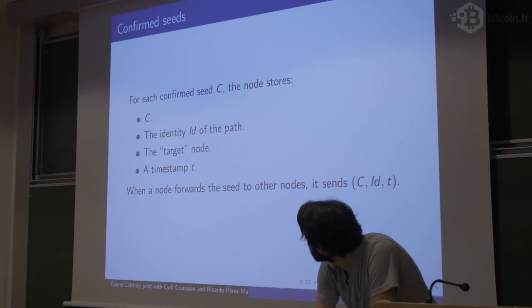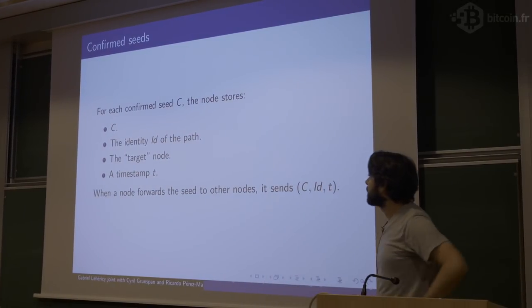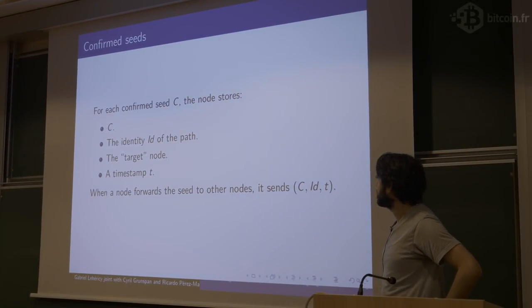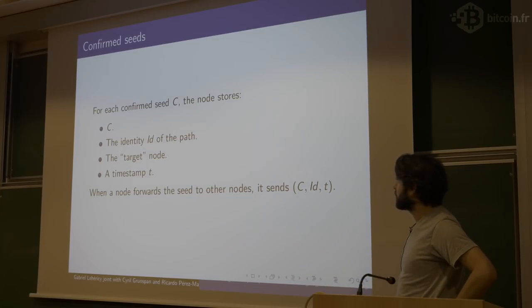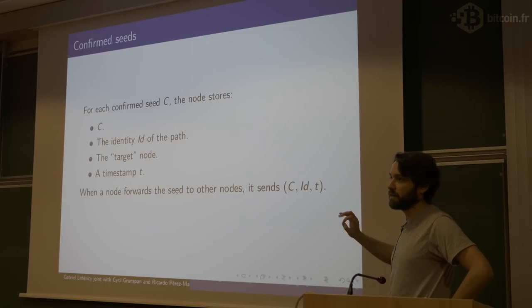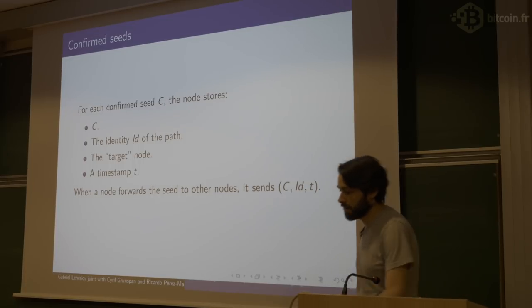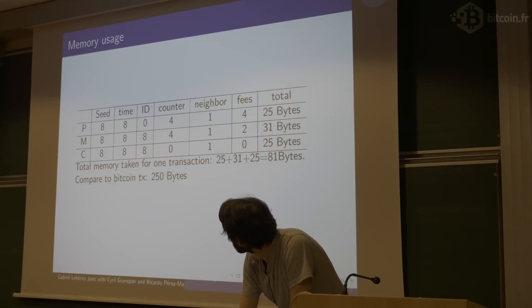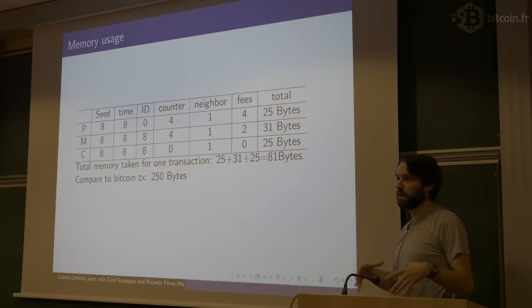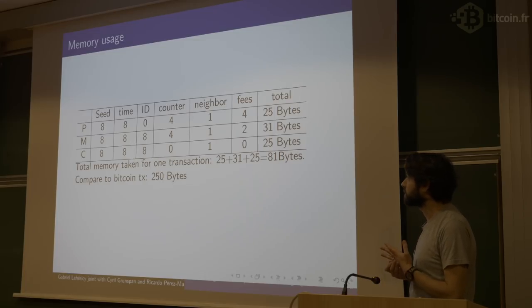Now there are the confirmed seeds, and all they need to have is the identity. So this is the identity of the corresponding match, and they keep the target. So the target is the next node in the path, and also a timestamp, always for the same reason, because the ones that are too old need to be eliminated. So this allows us to estimate how much memory space would be taken in order to do this routing task.